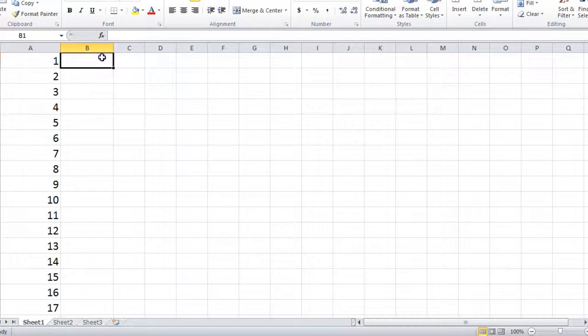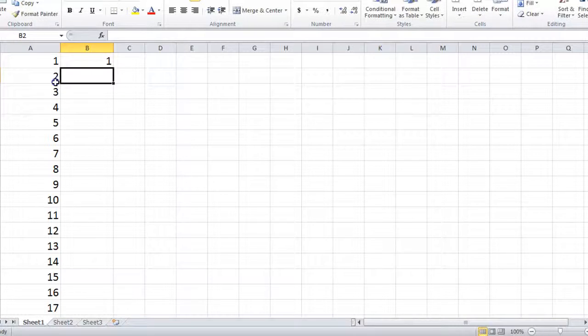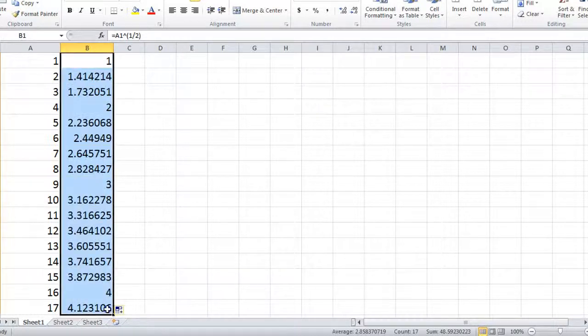Here we're going to go equals this number to the power of, and a computer does that, power of 1 divided by 2. We're going to see what it gives us. And then if we follow this down, we'll see what we get here. So each of these numbers is this number in this column to the power of 1/2, right?